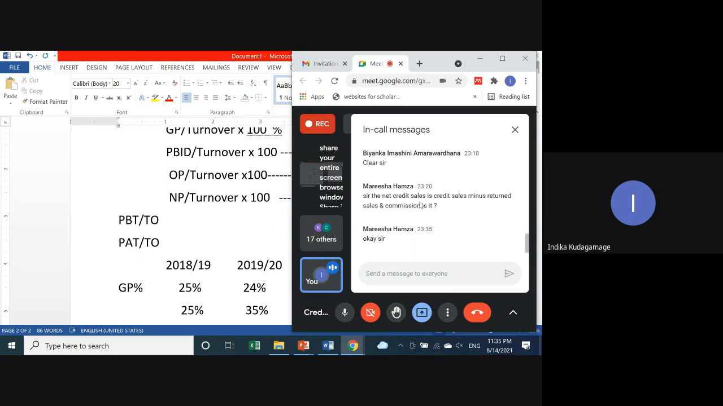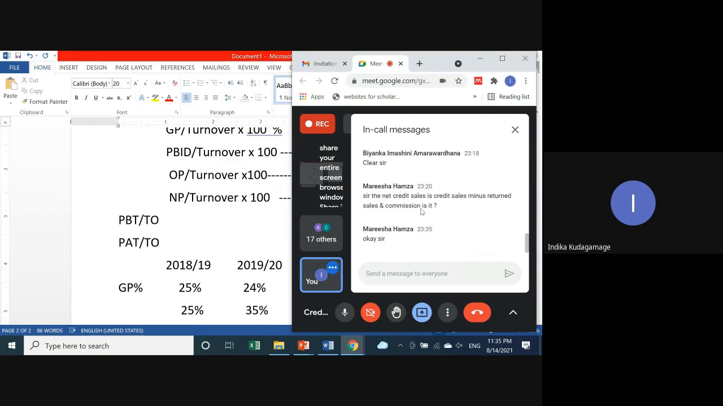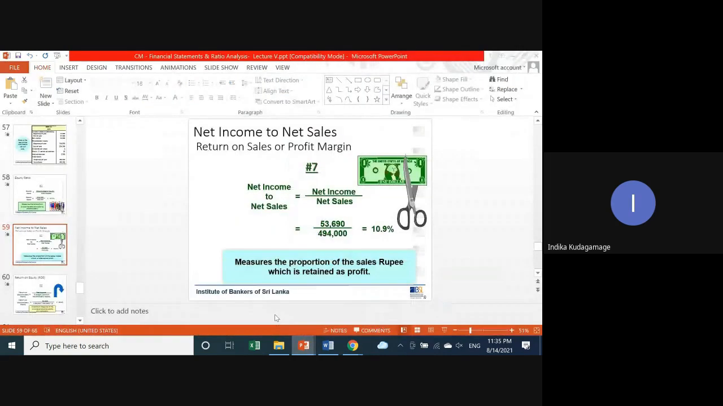Anyone else? Anyone other than that who has a question? Okay. So let us go to the presentation. Then this is net sales. I have given only one ratio here, but we have all other ratios which you need to know. Then we have the other one.